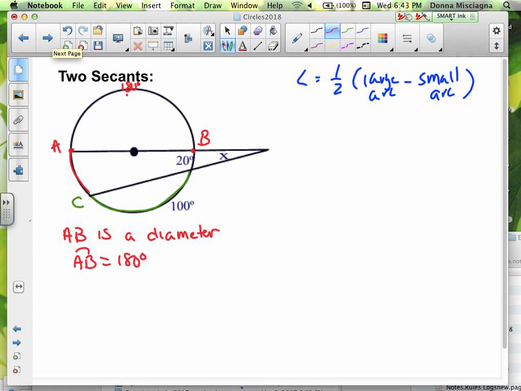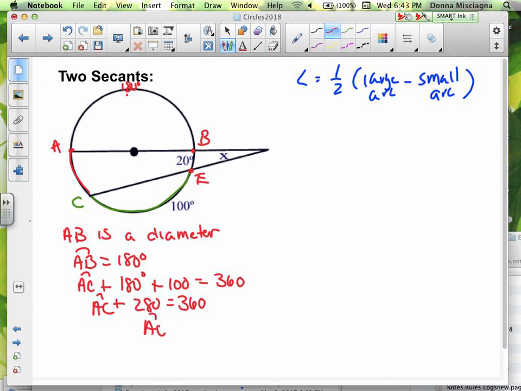So if we add up arc AC plus the 180 degrees for arc AB, plus the 100 degrees for arc, I guess we'll call that CE, right? That's going to add up to 360. So that means that arc AC plus 280 equals 360. And if we subtract 280 from both sides, 80 degrees is all that's going to be left for arc AC.